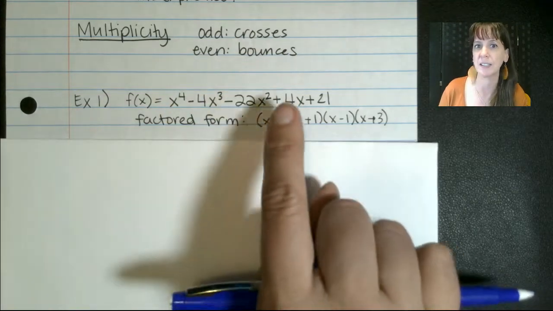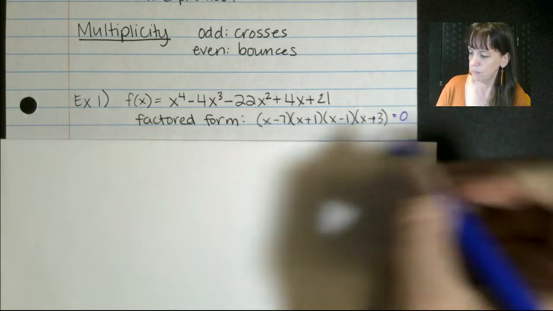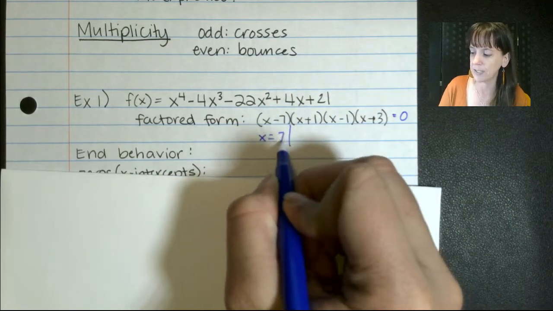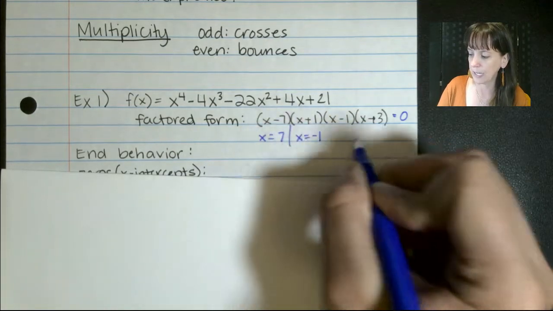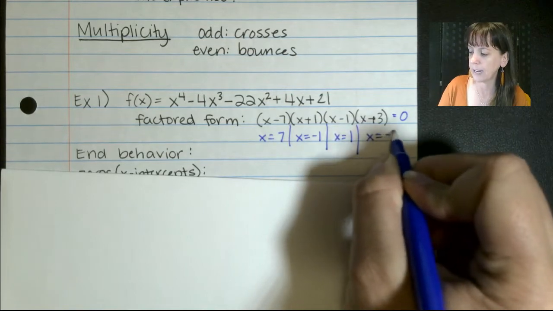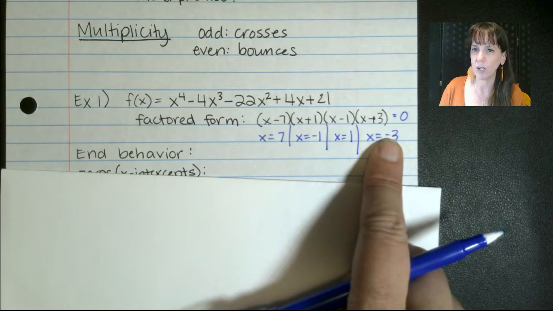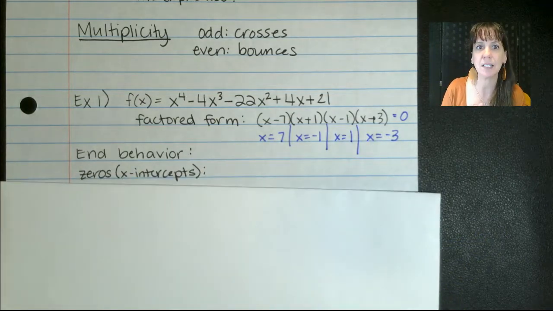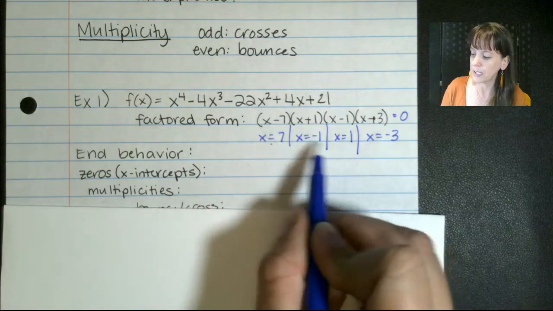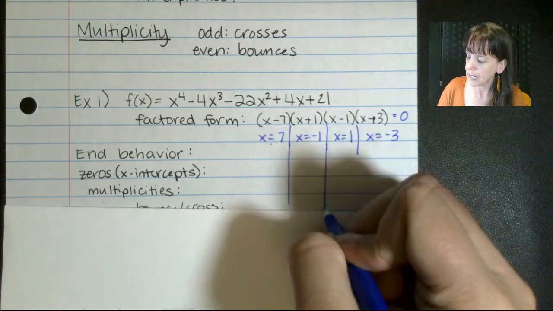As we learned in a previous lesson, that means that these are our x's. Set it equal to 0, and we would have x minus 7 equals 0, so x is going to equal positive 7, x is going to equal negative 1, x is going to equal positive 1, and x is going to equal negative 3. So we have 4 x's, and these are where they're crossing. Now, how many times does that occur? So our zeros are these, right? And our multiplicity is, let's draw these all the way down.